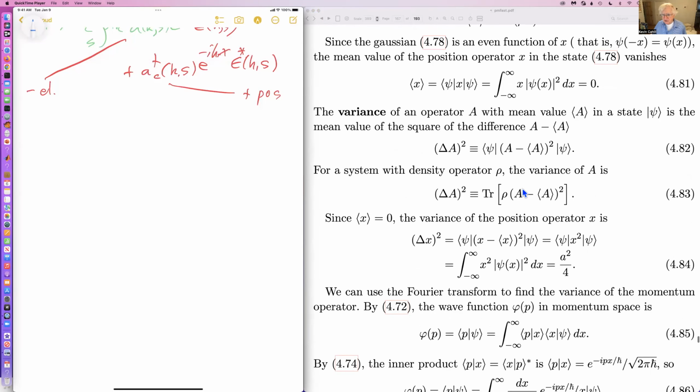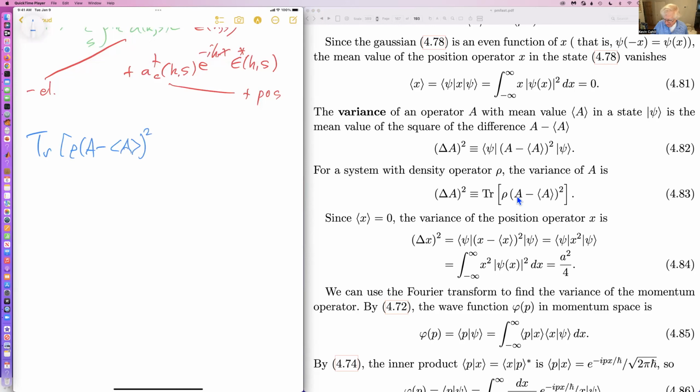And now, if you write this out, what you see is that there's a cancellation. What you get is trace rho (A minus average A) squared. So this is trace rho A squared minus 2 trace rho A, plus trace rho A squared.